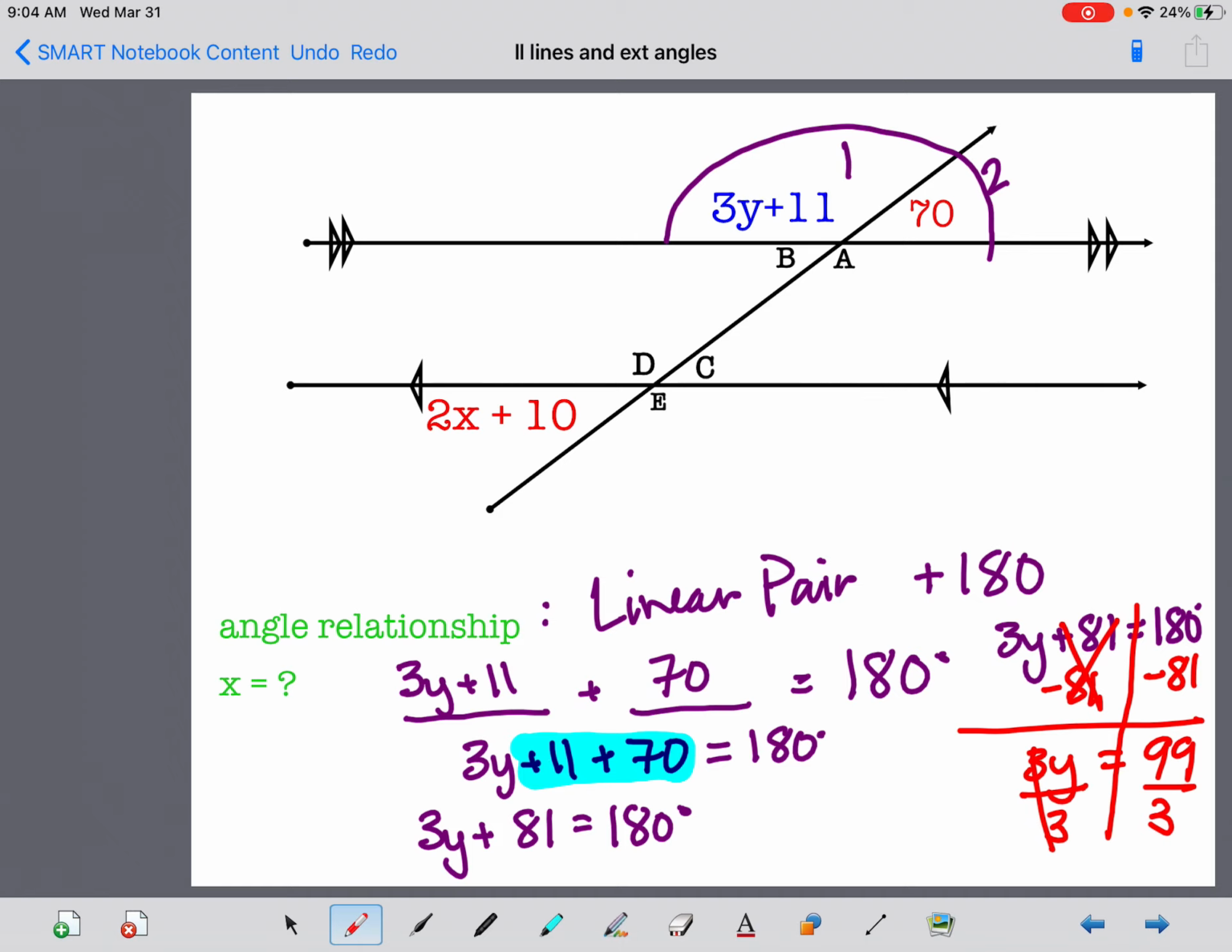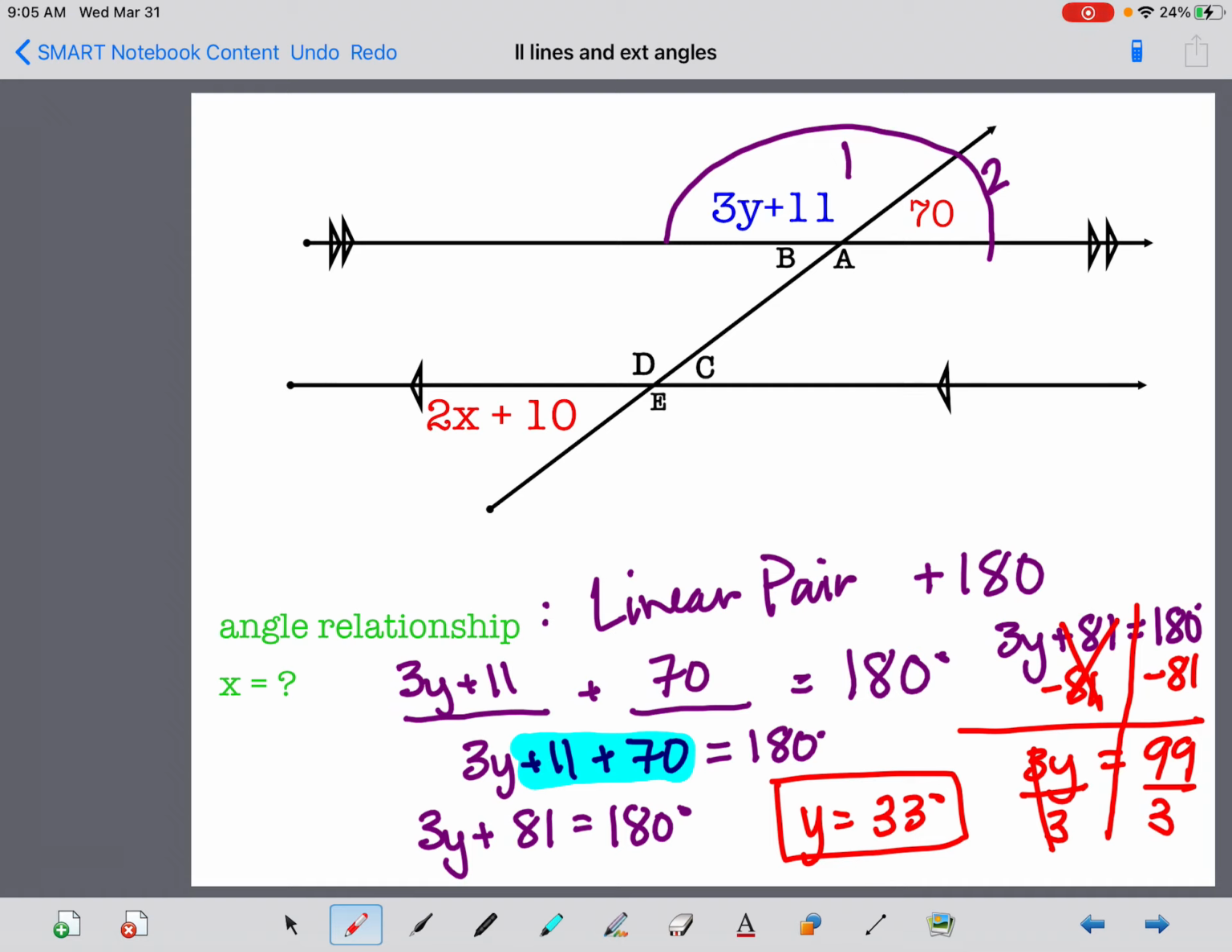We've been doing this for a while now. Make sure that if you're struggling to solve equations still, that you contact me or Mrs. Zeider and let us know so that we can make sure we get you some review on how to do equation solving. So y is equal to 33 degrees. And there is my missing number of degrees.